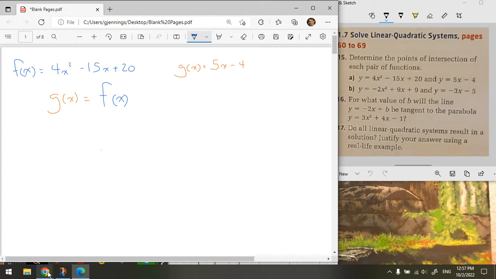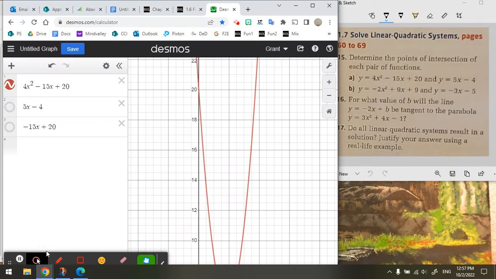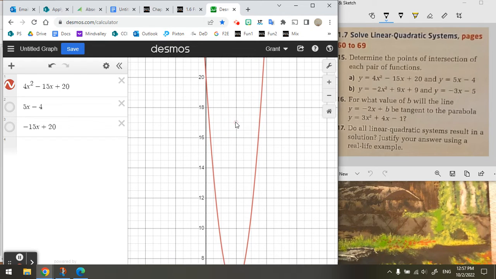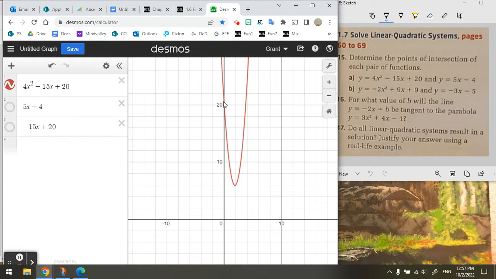And I prepared one for you in Desmos, and I'm going to show you again how to do these quickly in your mind. So here's the parabola 4x squared minus 15x plus 20. We notice that it's crossing the y-axis up there at 20. So that's the y-intercept. It's opening upwards and it's quite stretched vertically.